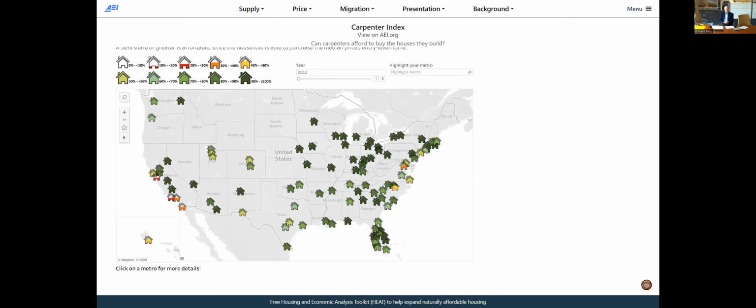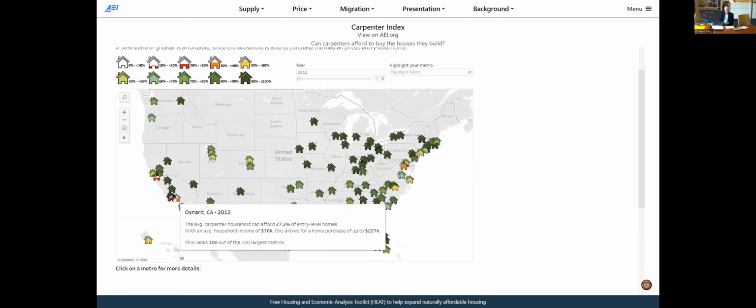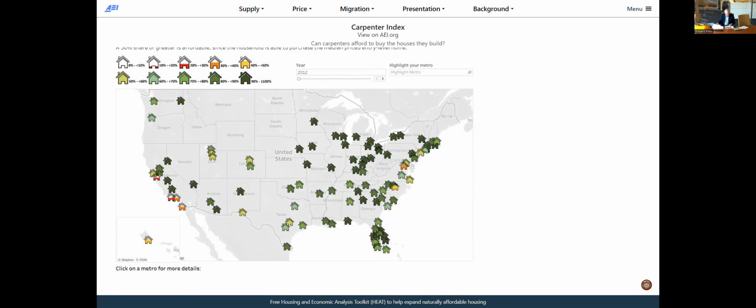Things were much more affordable in 2012. There was less affordability on the West Coast, even back then, hover on LA. But back in 2012, a carpenter could have afforded 38% of homes. And I think the number from before was 3 or 4%. So you can see how much worse it's gotten for carpenters. We need more supply.